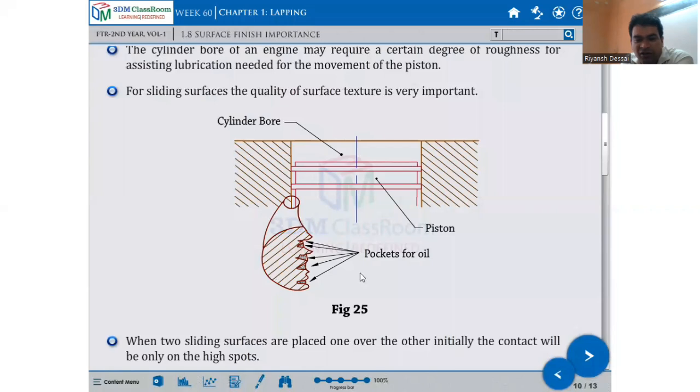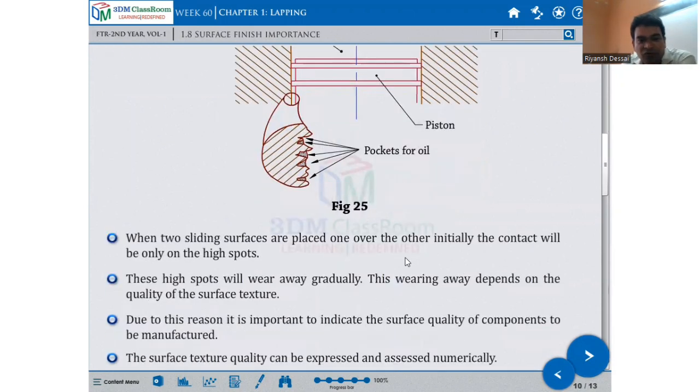Zoom in on the ring to see how much the actual roughness is. Pocket for oil. Zooming in, you will get a pocket for oil, which means the surface is rough. This is the reason behind keeping the cylindrical surface inside rough. When two sliding surfaces are placed one over the other, initially the contact will be only on the high spots. The high spots will wear away gradually and this wearing may depend on the quality of surface texture.